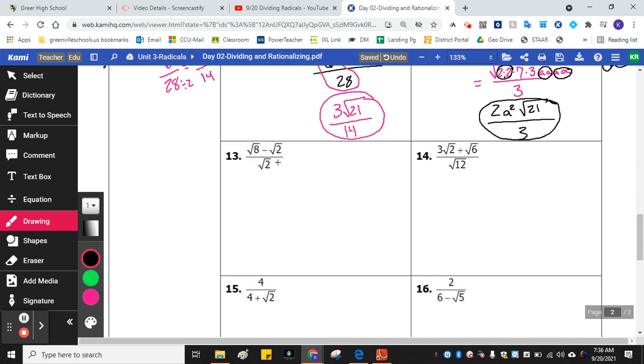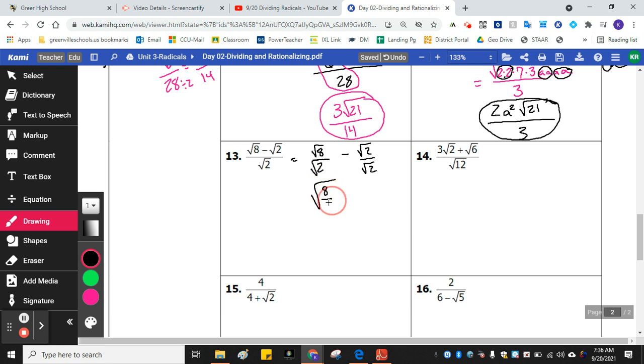Square root of 2. This is a little weird. I would break this into 2 questions. And that's what we're going to do. I'd break that into 2 questions because the square root of 8 is being divided by 2, square root of 2. And the square root of 2 is being divided by the square root of 2. Make that into a big fraction.